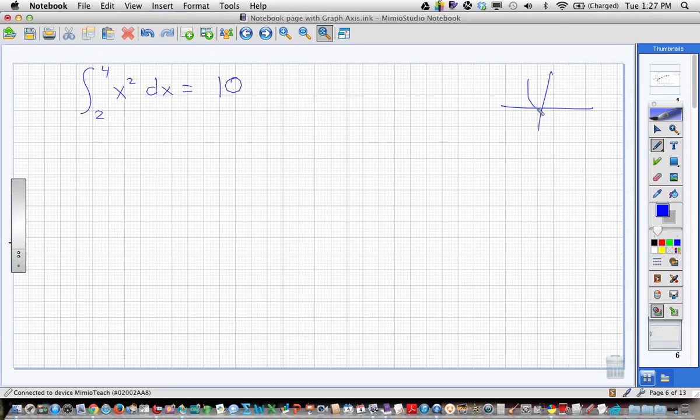Think about the graph of x squared. If you went from 2 to 4, could you find that area? Why not? It's curved. There's no geometry formula. That's not a trapezoid. It's curved. And we don't know how to find it. Now, we're going to learn how to find it, but we don't know how to find that right now. Okay? So, we don't know what that area is.